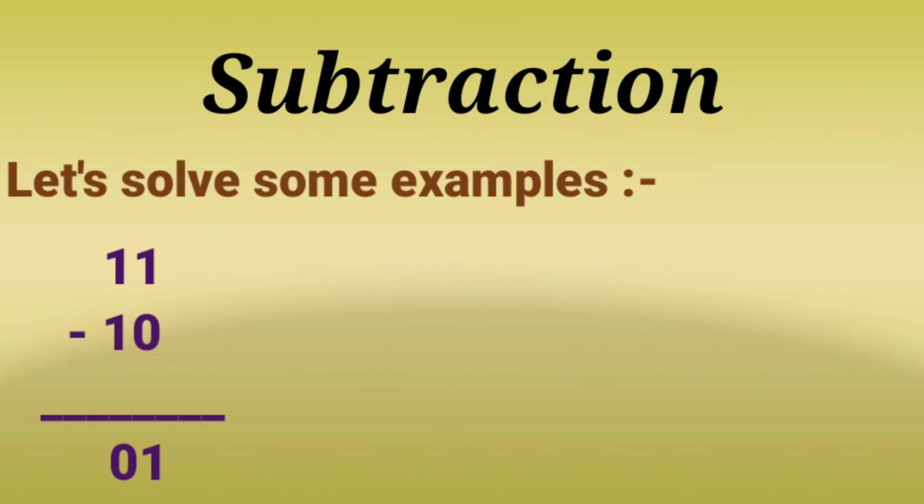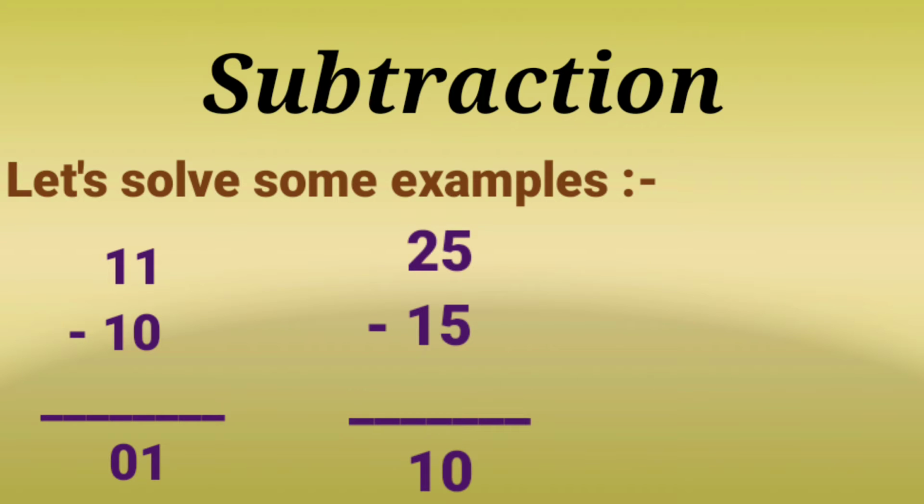Second example, we have 25 minus 15. So 5 minus 5 equal to 0 and 2 minus 1 equal to 1. So the answer is 10.